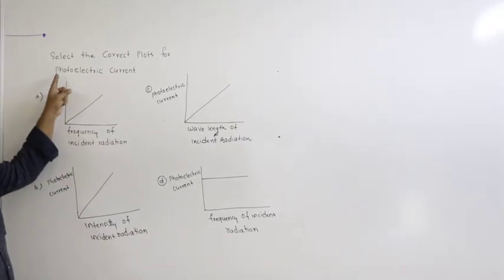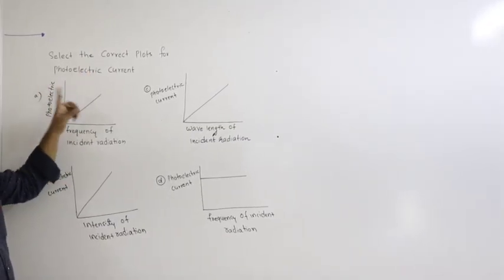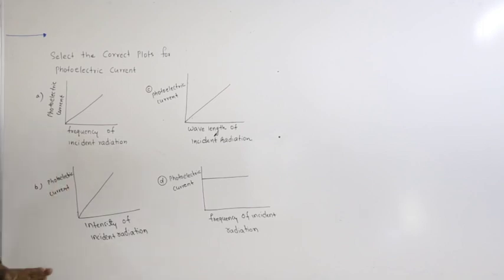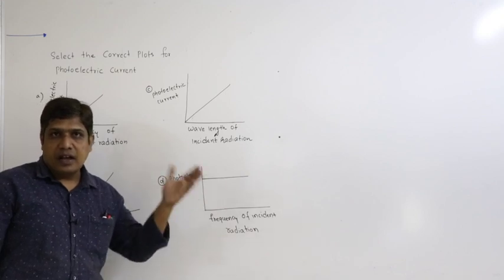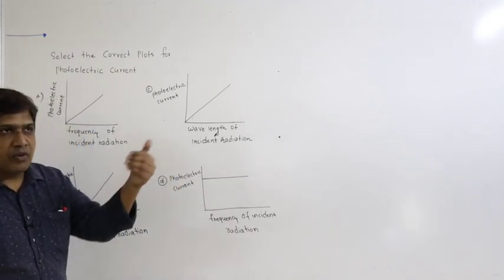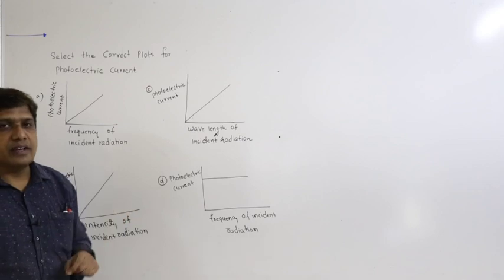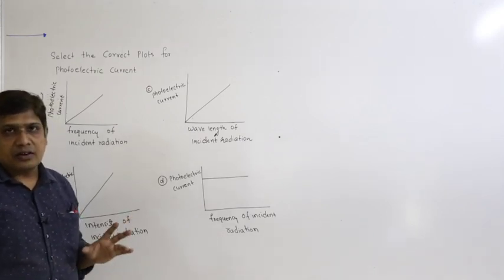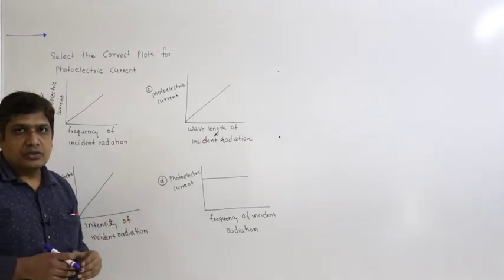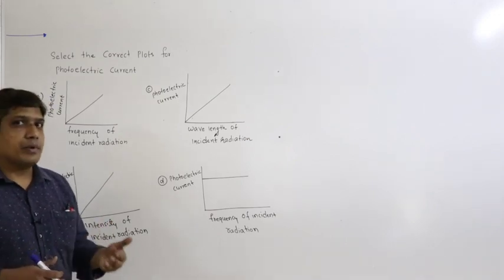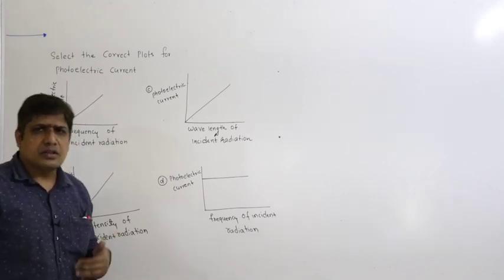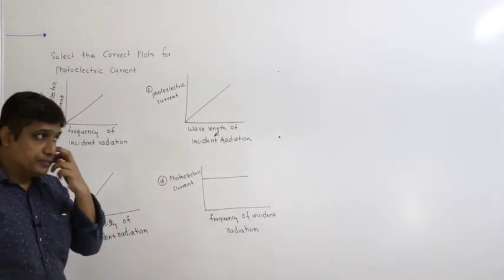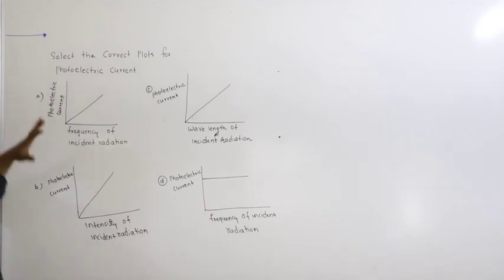Next one. Select the correct plots for photoelectric current. What is photoelectric current? The current flowing in the circuit when the metal is connected and exposed to light radiation. When light falls on it, instantaneously, electrons are emitted. These electrons carry current. So the photoelectric current is directly proportional to the number of photoelectrons. More the number of photoelectrons, more will be the photoelectric current. So here photoelectric current, you can read it as number of photoelectrons.